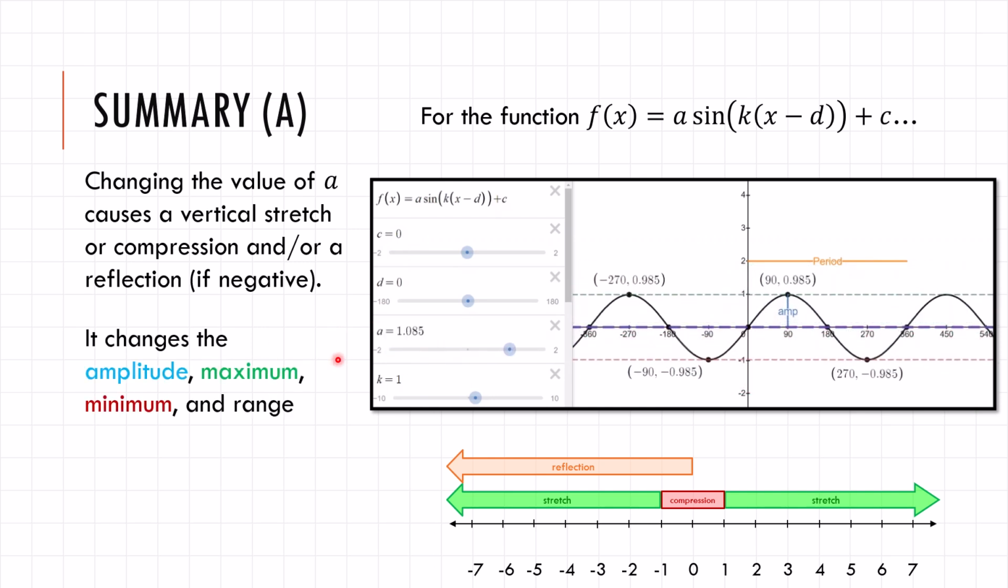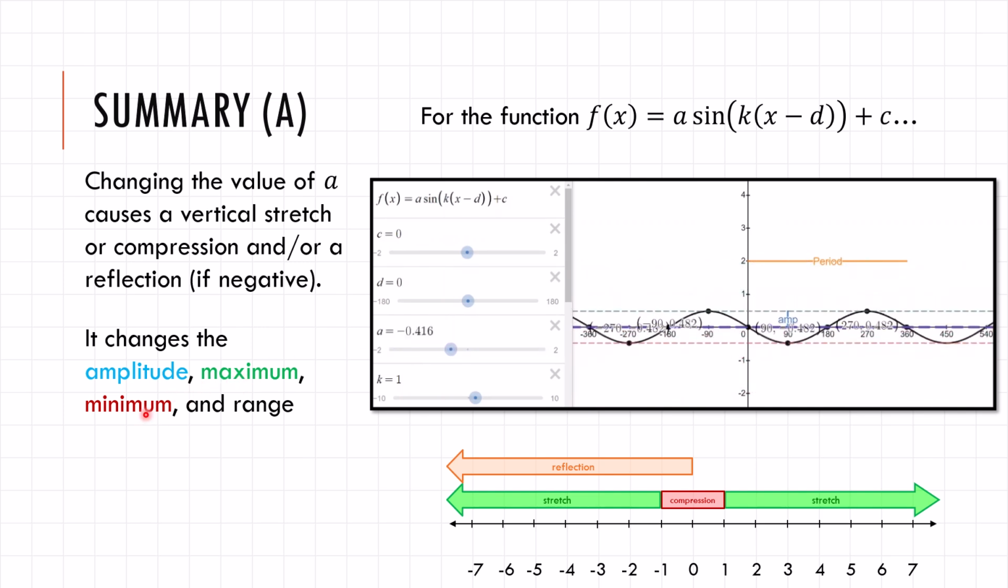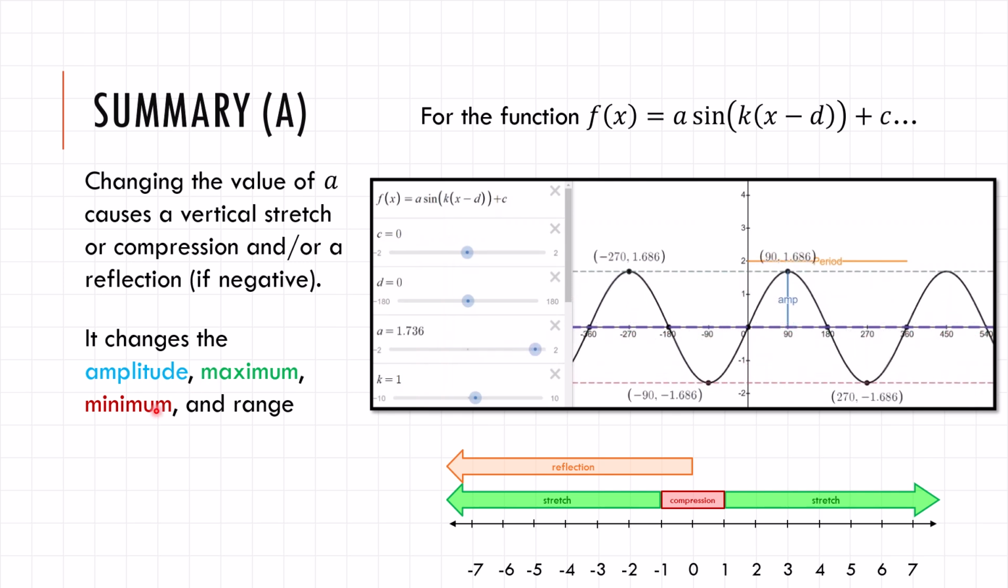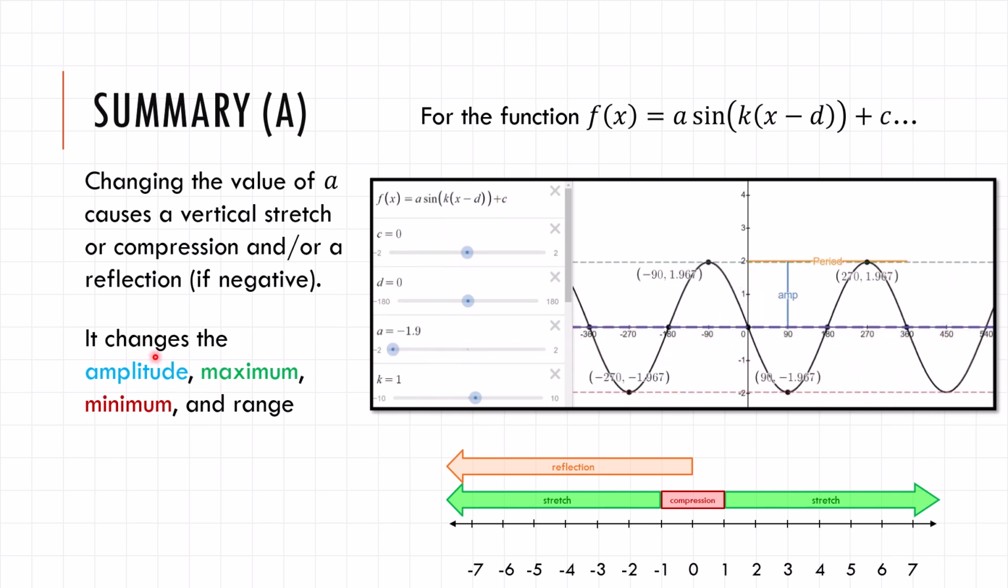This, of course, changes the amplitude, right? We can get bigger or smaller. And by doing that, it changes the maximum and minimum, which are dependent on the amplitude. They're the distance of the points from the midline. That's what we call the amplitude.